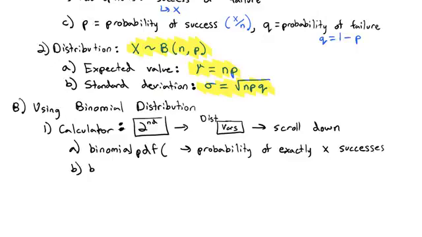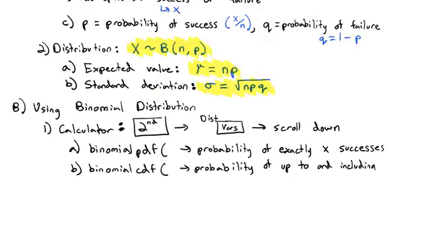The one below it we'll also use is called the binomial CDF. And the C in there stands for a cumulative distribution function. That tells us the probability of up to and including x successes.